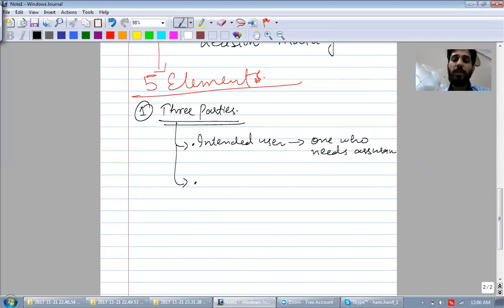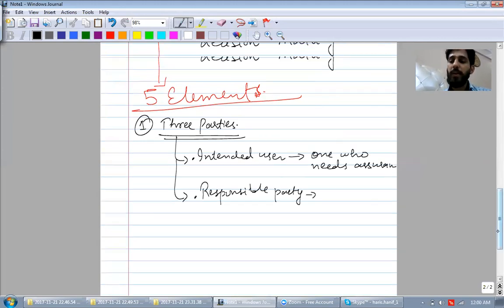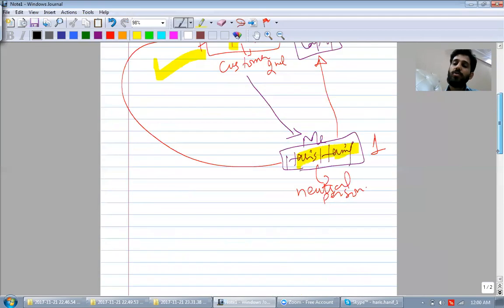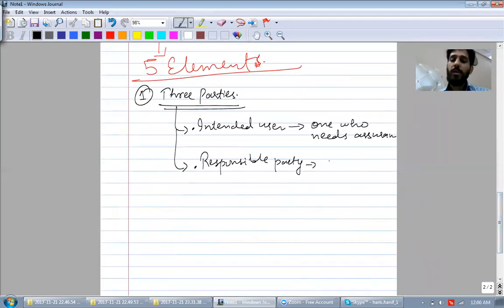Number two is the responsible party. The responsible party is the party whose work is under assessment, because previously he was there to manage and handle the laptop, its configurations and its performance. So Mr. B is the party whose work is under assessment.